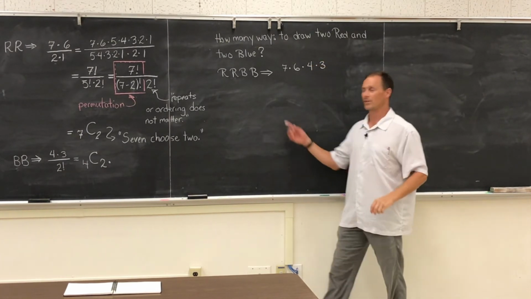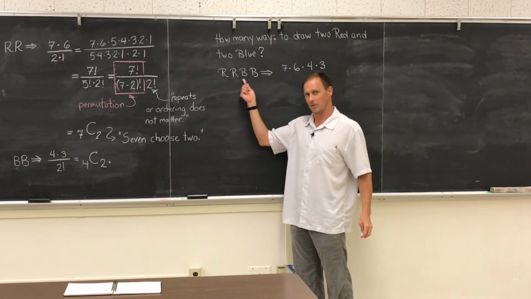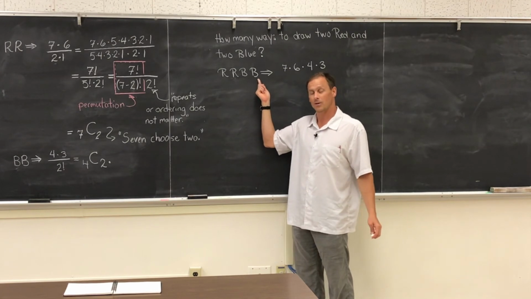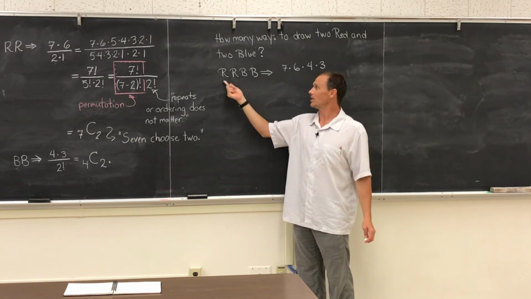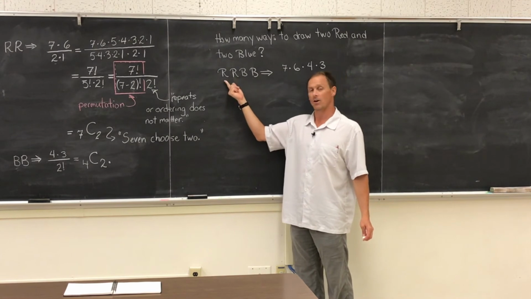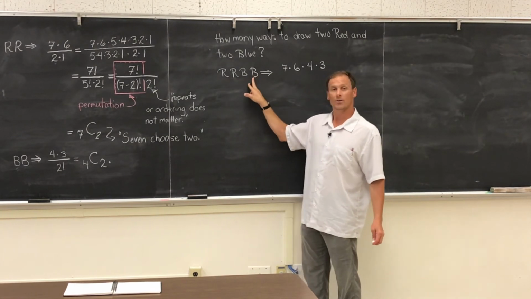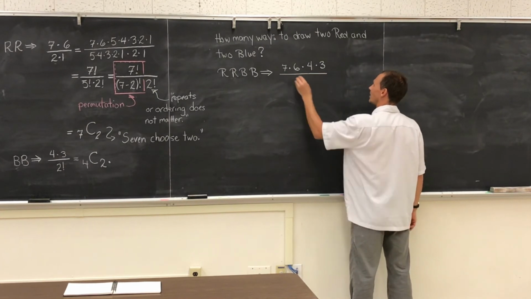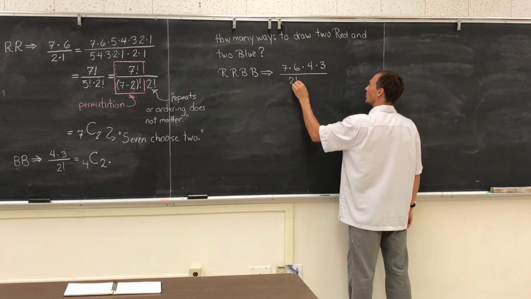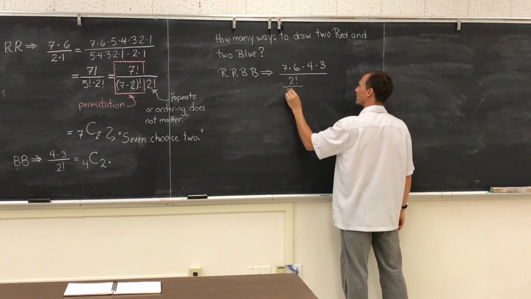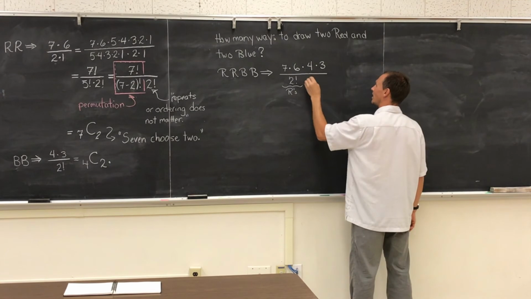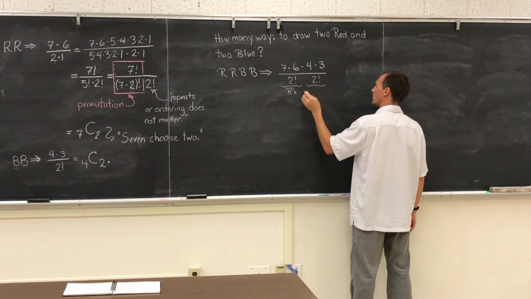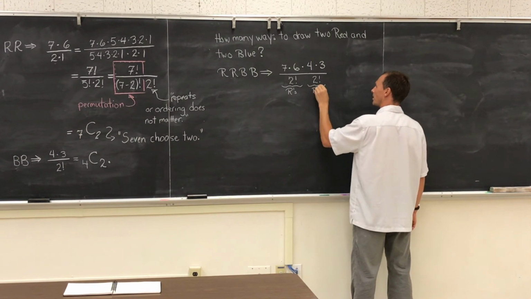Okay, but what is this? Why did we make this picture? We made this picture because RRBB is a mathematical word. And so we just need to account for the reordering of the R's and the reordering of the blues. So we would take this and divide that by 2 factorial for the reds, and we would divide the 4 times 3 by 2 factorial for the blues.